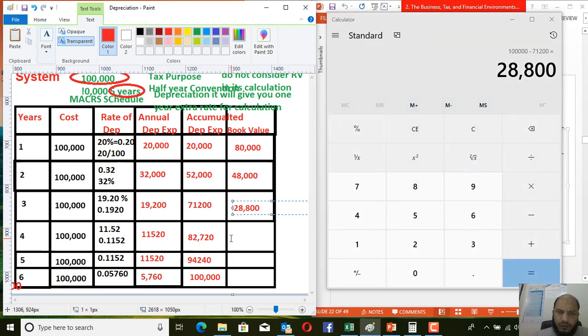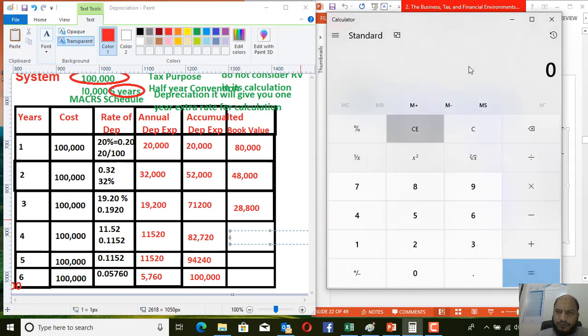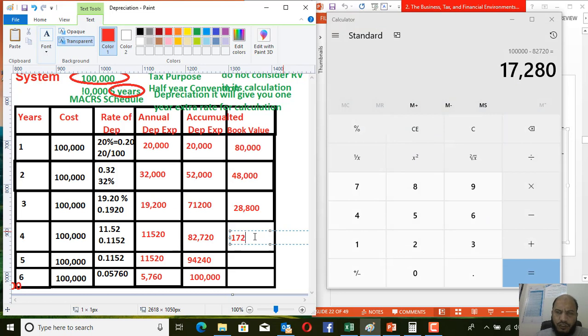28,800. Now we have, for example, again 100,000, and from this 100,000 we will have a deduction of 82,720 rupees. So 17,280 is the book value.